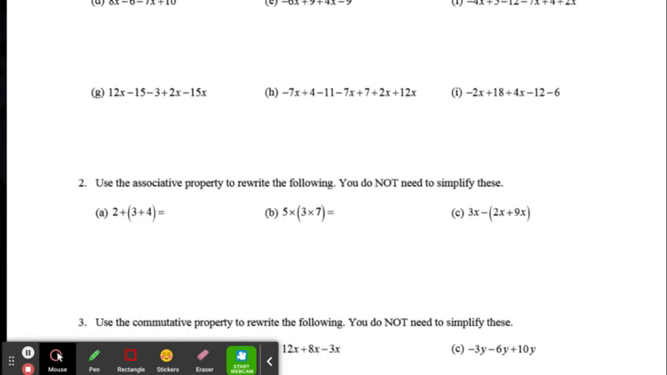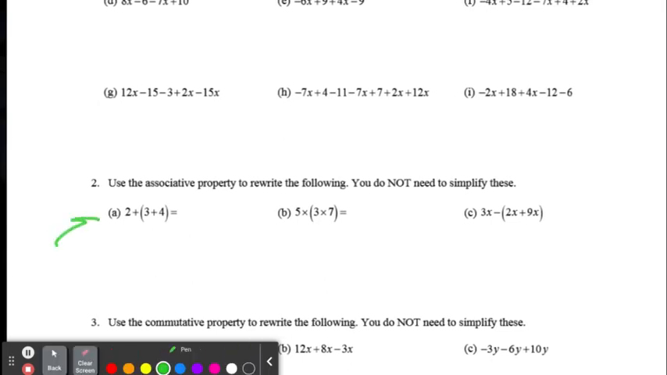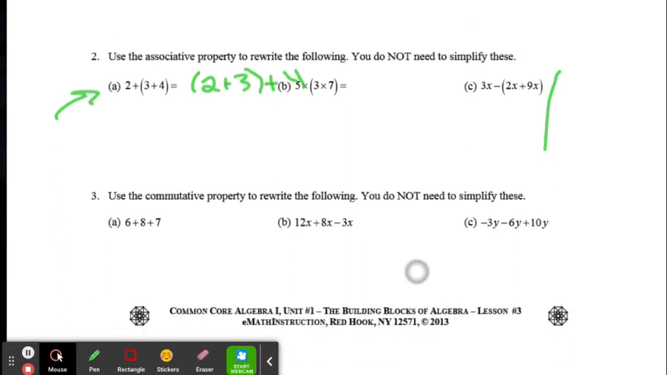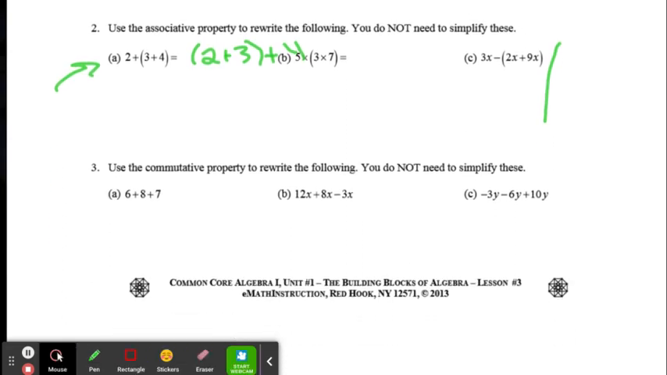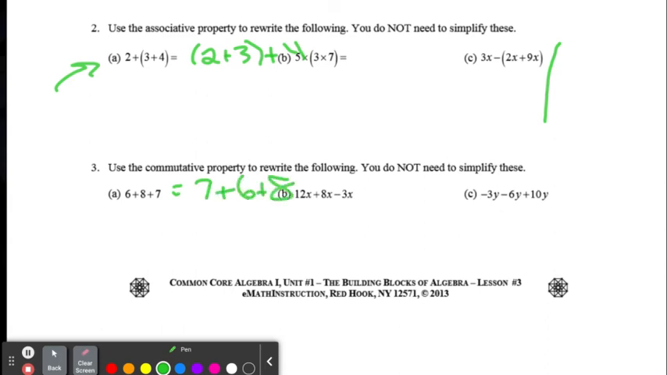You do not need to simplify them. So like for 2a, over here, I would write 2 plus 3 in parentheses, plus 4. So I would just move the parentheses. It says you don't have to simplify. And again, for number 3, use the commutative property to rewrite. You do not need to simplify. So they have 6 plus 8 plus 7. I'll just rearrange it. 7 plus 6 plus 8.